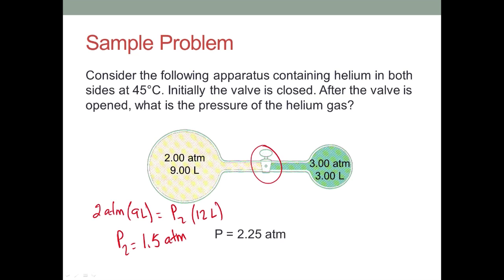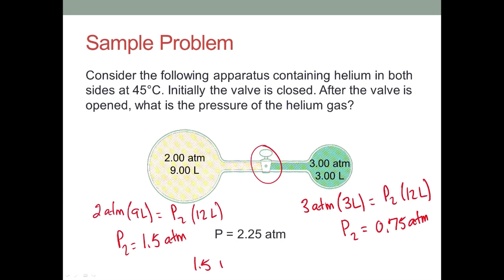Now we're going to do the same thing on the right side. So 3 atm at 3 liters is equal to P2 at 12 liters. And doing algebra, our P2 should be 0.75 atm. And we add 1.5 and 0.75, we get 2.25 atm, our new pressure after we open up that valve.